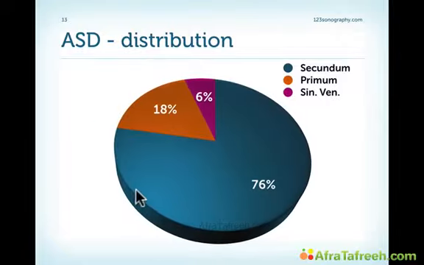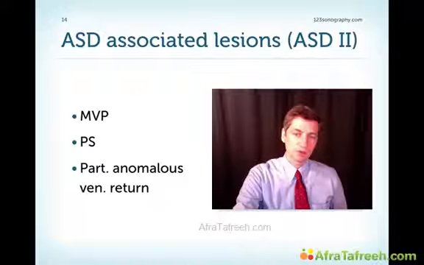Now looking again at the frequency of these different lesions, the most common form, as I said, is the secundum atrial septal defect, at about 76%. The percentage is even higher when we look at the adult population, because many of these 18% of patients who have primum defect are already diagnosed, or the majority is already diagnosed in childhood. The sinus venosus defect is the second most common defect in the adult population, and looking at the entire population, it's the third most common with 6%.